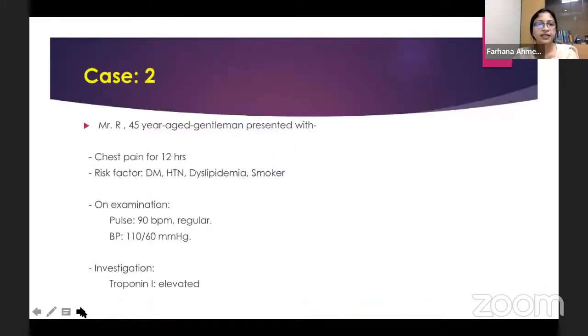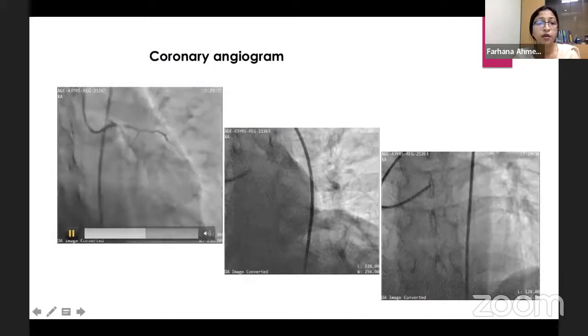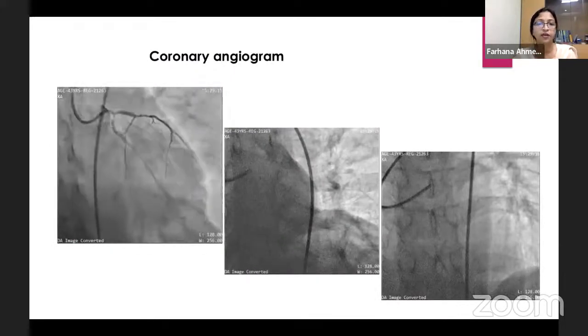My second case is Mr. R, a 45-year-old gentleman, presented with chest pain for 12 hours. Patient was diabetic, hypertensive, dyslipidemic, a smoker, and on admission his pulse was 90 beats per minute, BP was reasonable, but troponin was elevated. So we're dealing with a case of non-STEMI. Patient has ongoing chest pain, so we took the patient to Cath lab, and the patient also has impending heart failure. Heart rate is very high.